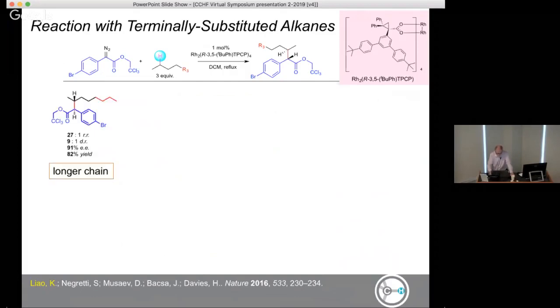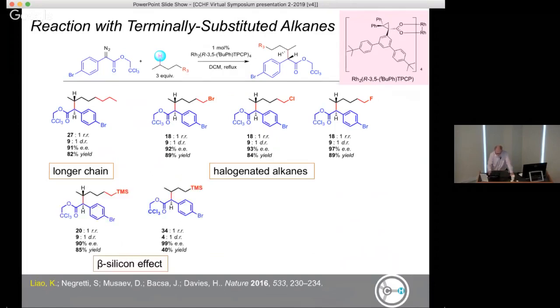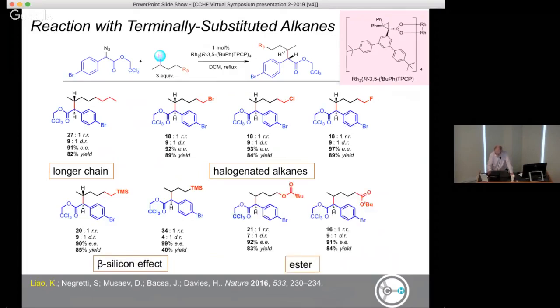So here's a reaction with octane. Here's a reaction with alkyl halides. Again, it's always going at the C2 position. And these reactions go with good site selectivity and diastereoselectivity, and these are a very effective chiral catalyst as well, giving high enantioselectivity. You could also have silyl functionality present, even ester functionality. Again, you'd go for the most sterically accessible methylene site.